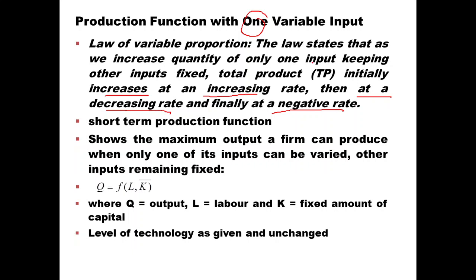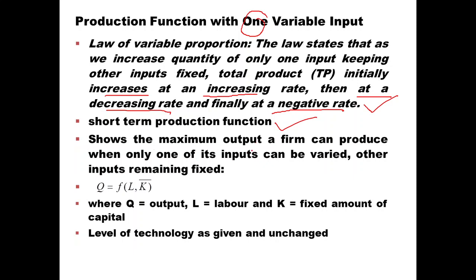Whenever you are asked about the law of variable proportion, first of all you need to write this statement of the law. And as you know, dear students, this law is valid in the short run. So it is a short-term production function. This is one of the assumptions of this law. The first assumption is that there are fixed and variable factors in a certain proportion. The second one is that it is relevant in the short period.